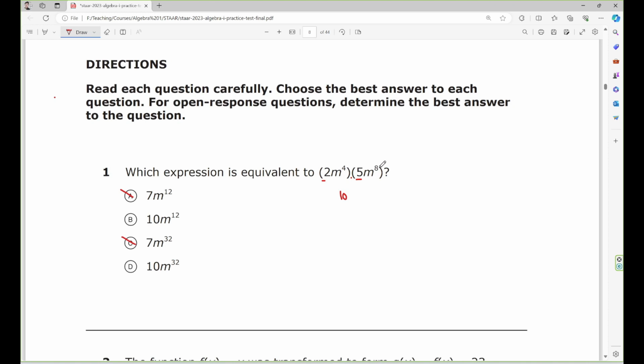Now, m to the 4 times m to the 8. We have the formula a to the m times a to the n. Because they have the same base, you just keep the same base and you add the exponents, m plus n. This is similar: m to the 4 times m to the 8. You keep the same base and add the exponents, 4 plus 8, which is 12. So the answer must be B.